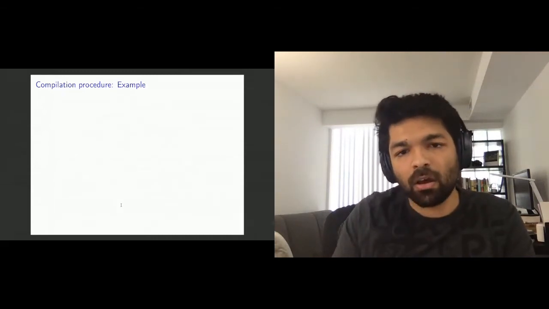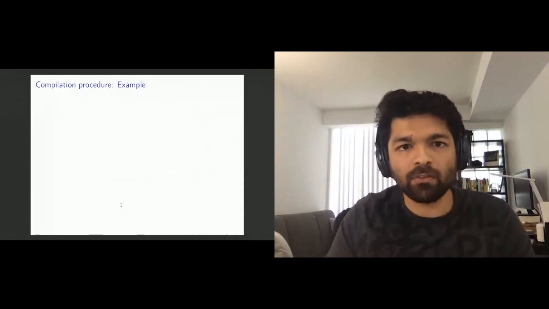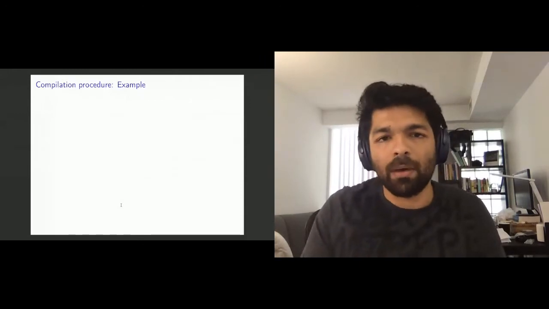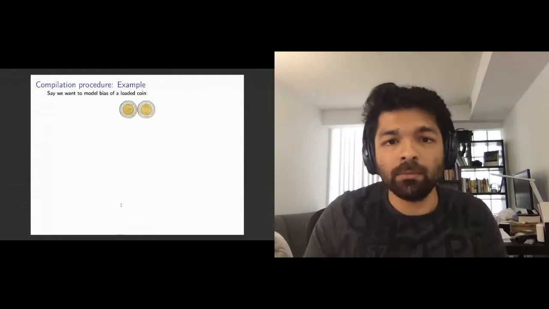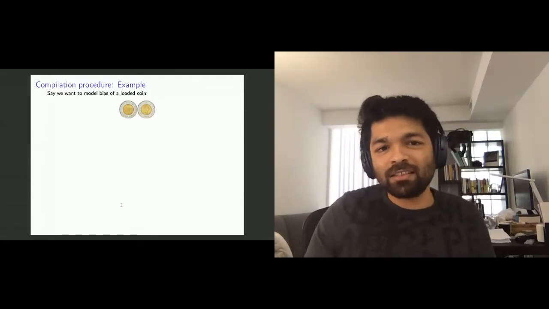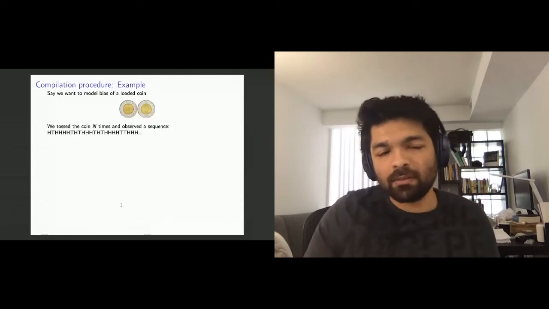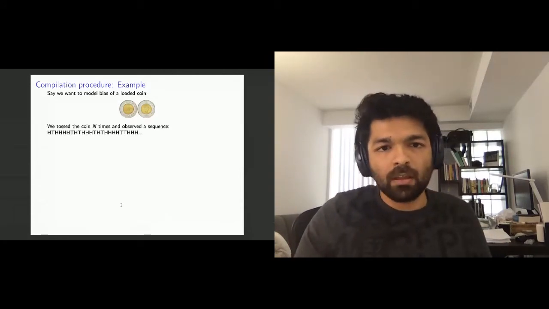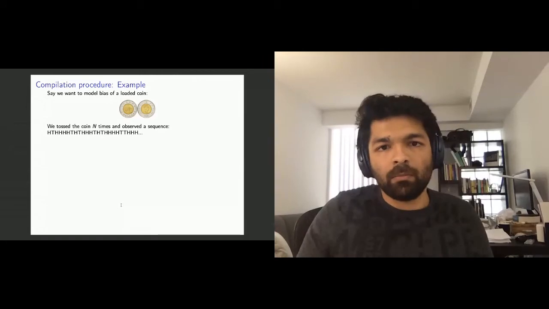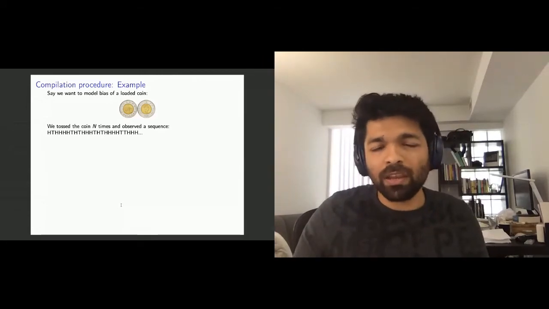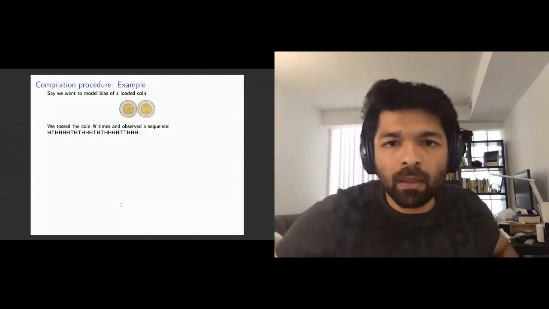Here I can look at the nitty-gritty details of a compilation procedure that will happen for a simple probabilistic program. So consider that we want to model the bias of a loaded coin. We have a coin, and because I'm in Canada, I'll use a 2D. We toss this coin n times and observe a sequence of heads and tails, and we count the number of heads and tails. And the goal is that we want to infer the posterior probability of what the bias of this coin is. We can represent that as a probabilistic program.